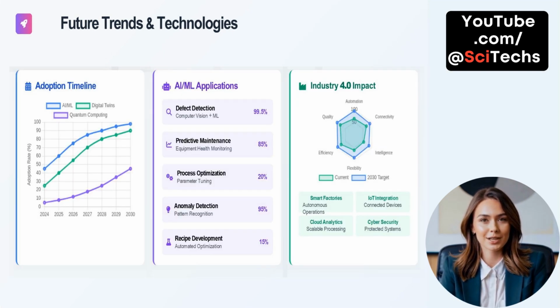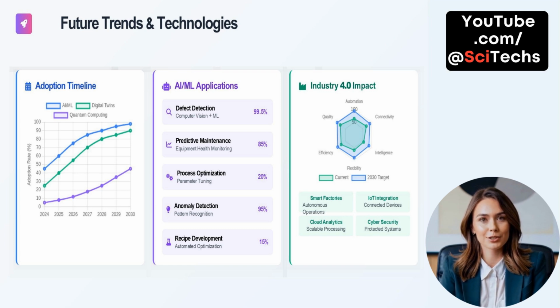Future trends and technologies. The future of semiconductor manufacturing is being shaped by the adoption of advanced technologies. AI and ML are expected to approach nearly 100% adoption by 2030, followed closely by digital twins at around 90% and quantum computing reaching close to 50%.